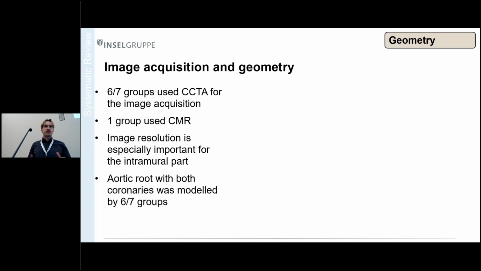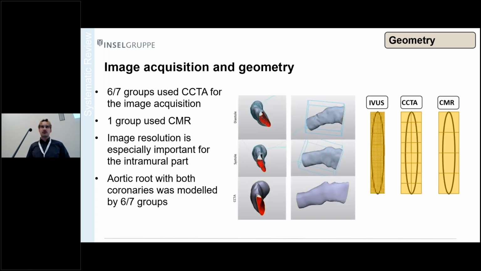So 7 papers used this general approach and 6 used the CCTA. So it's a CT just for the coronaries. And 1 group used CMR, so that's MRI, but for the heart. And here I want to stress that the image resolution is actually crucial, since this is a very fine structure with a small area.